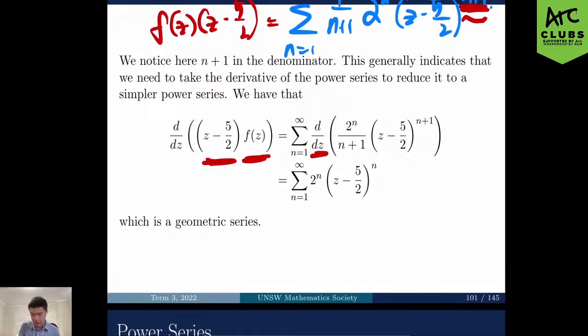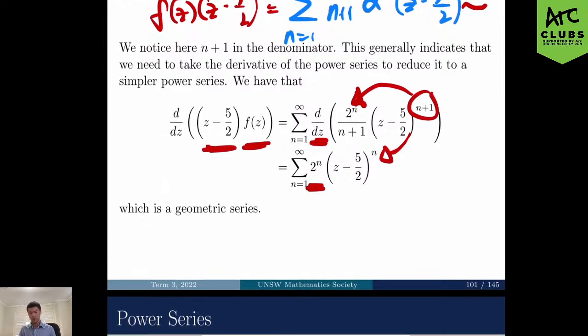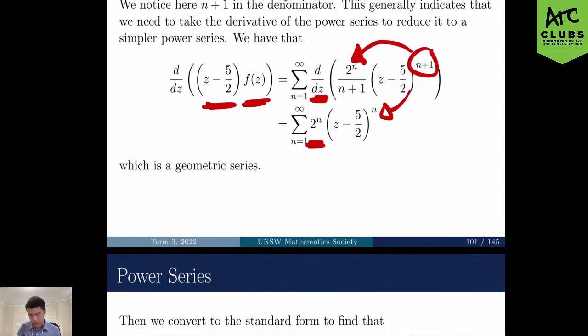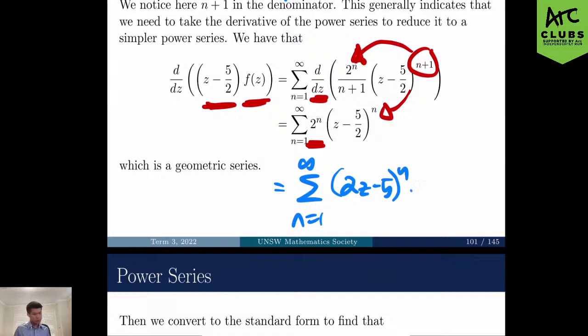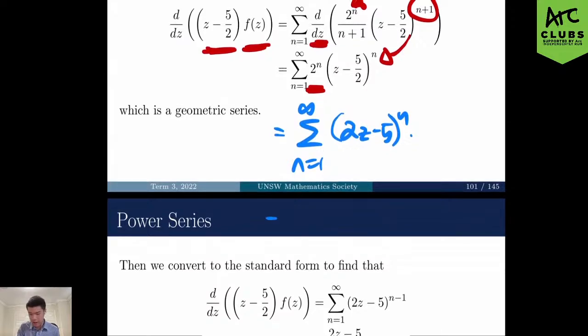You get the derivative of this. Then this thing comes down, so you've got a 2 to the n, and then n plus 1 changes to n. So you've differentiated this term and cancelled out that annoying little n plus 1 over there. And so this actually turns into a geometric series. And you can rewrite it to make it a simpler geometric series, with (2z minus 5) to the power of n. And so you've got this geometric series that you just write out.